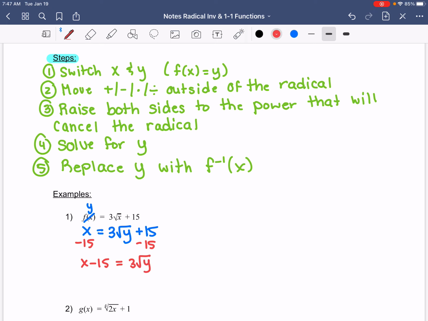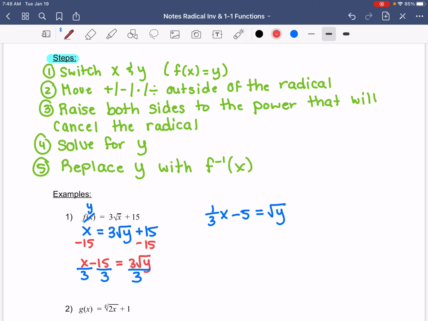Still trying to get that radical y by itself, so I'm going to get rid of the 3. The way that we undo multiplying is we divide. When I look at these two pieces, one of them can be evenly divided by 3, so I'm going to go ahead and divide both by 3. That gives me 1/3 x minus 5 equals the square root of y.